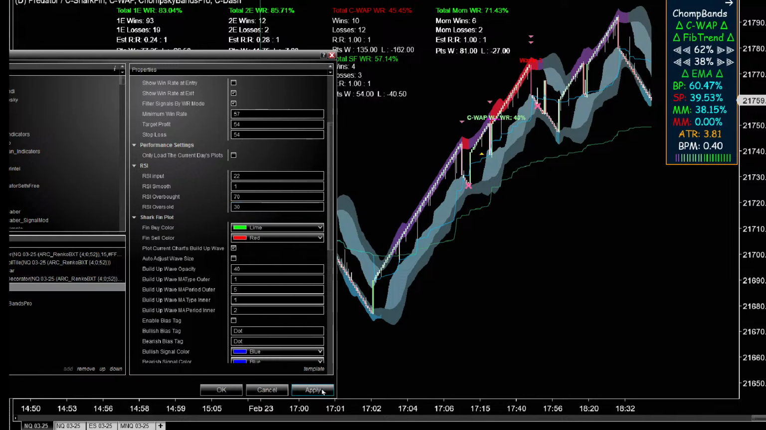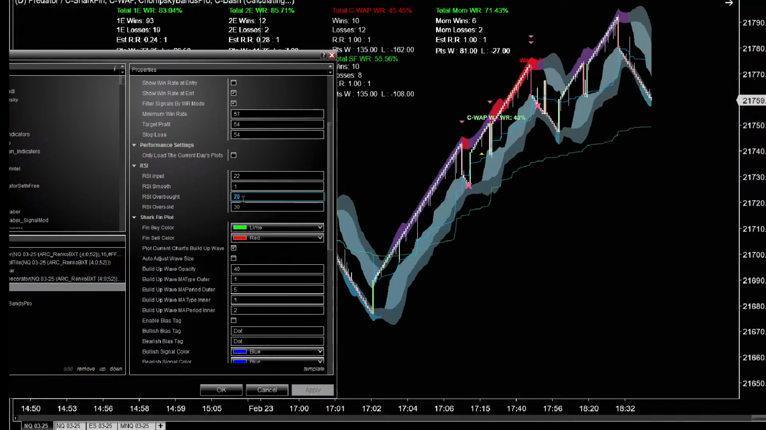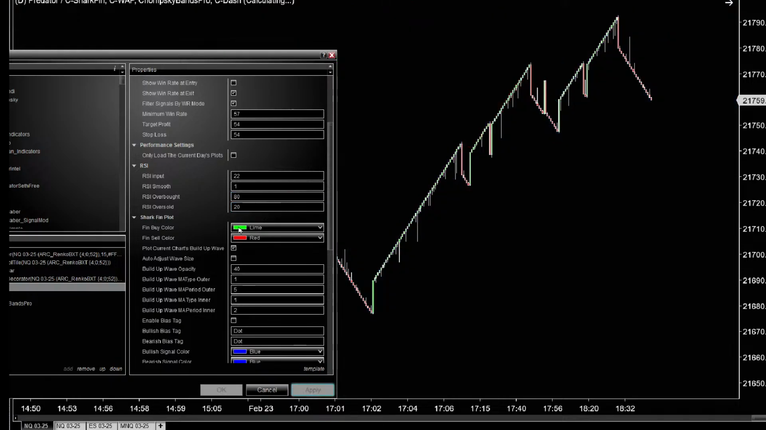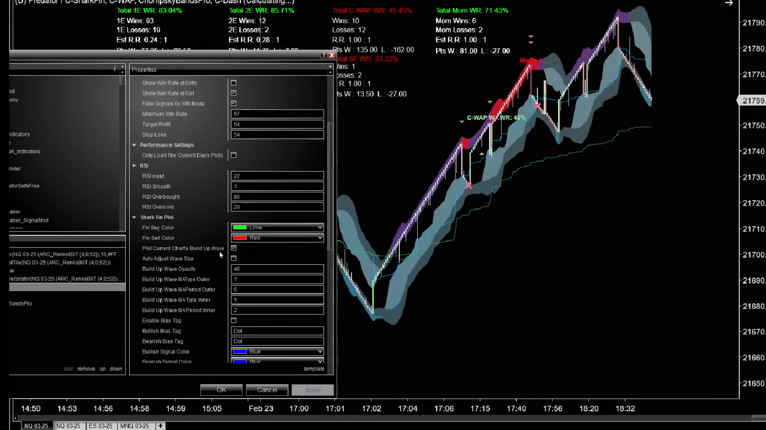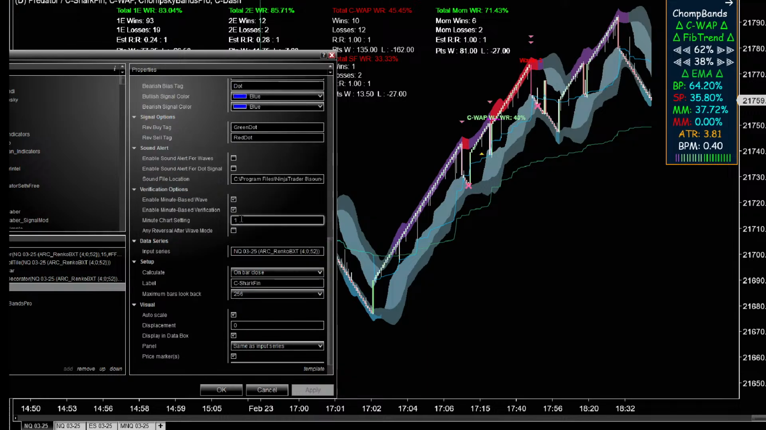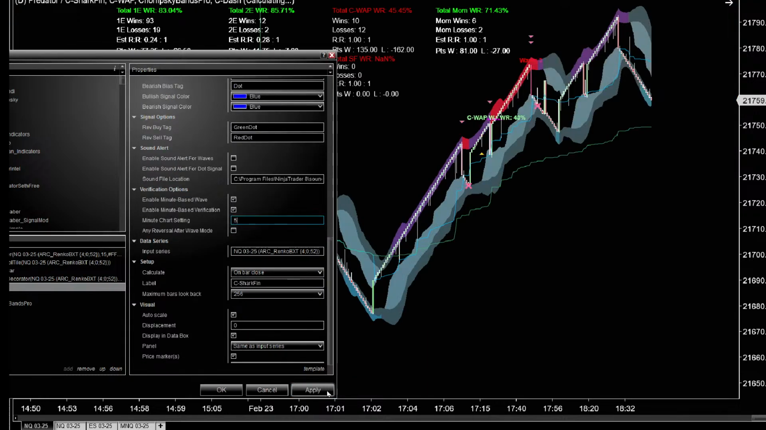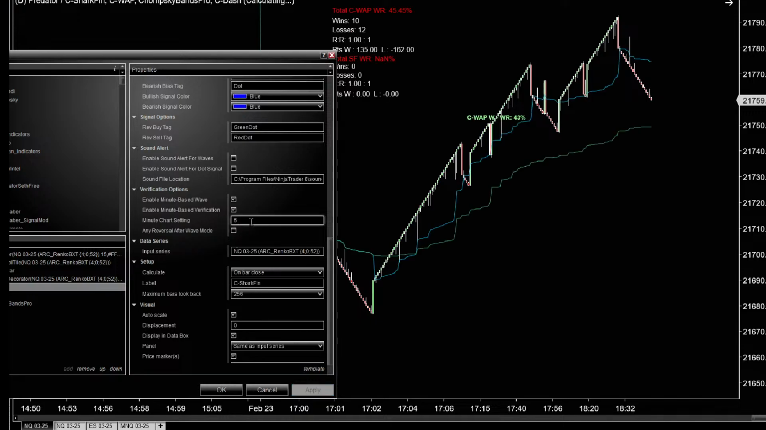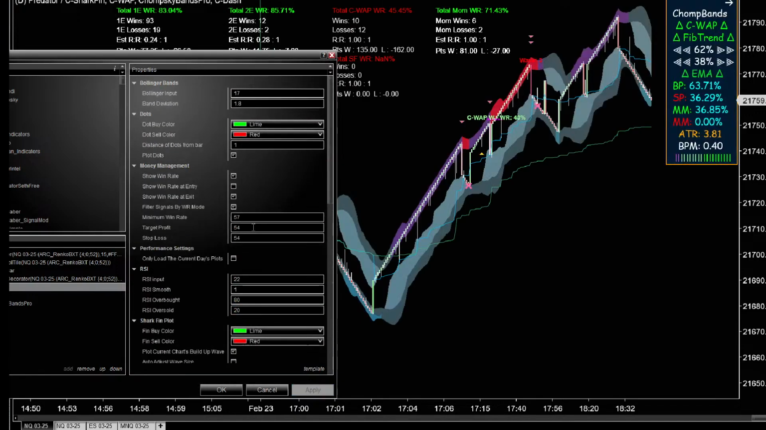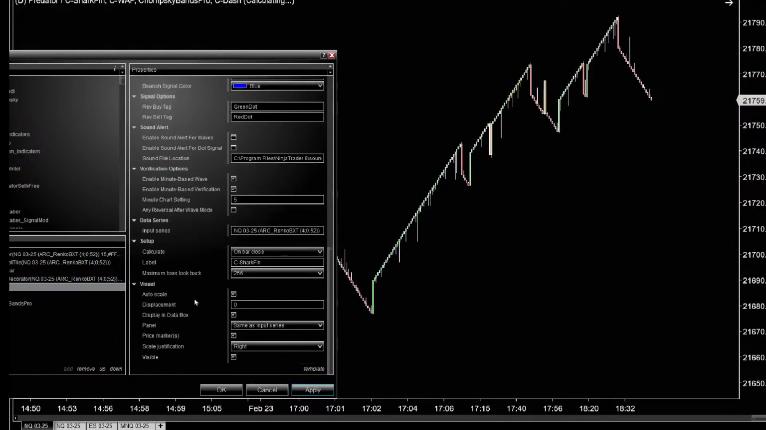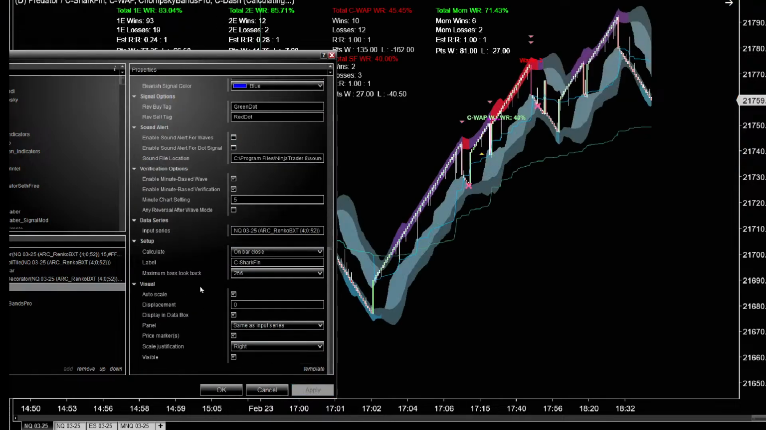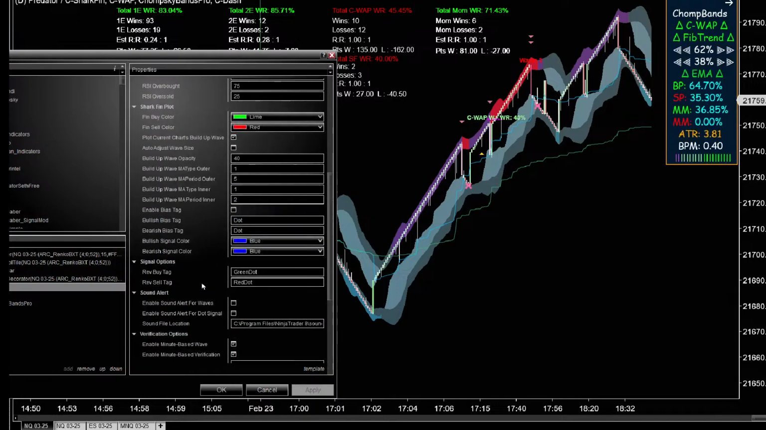70, 30. Let's try 80, 20. 80, 20 is not doing good on that one. Let's try a 2 minute chart instead of 1. Do a 5 minute chart. Might have to drop the thresholds here to 75, 25 again. Yeah, it's not looking good.